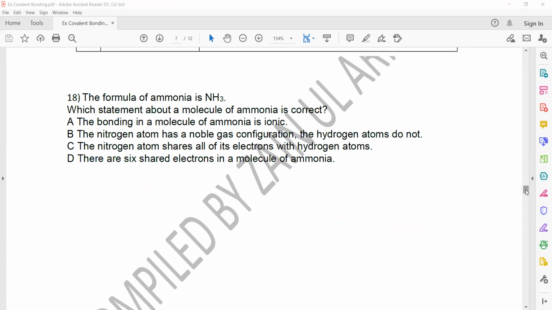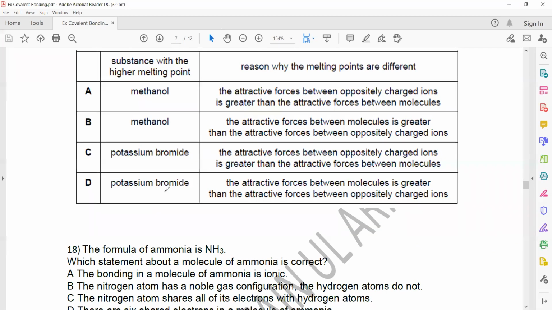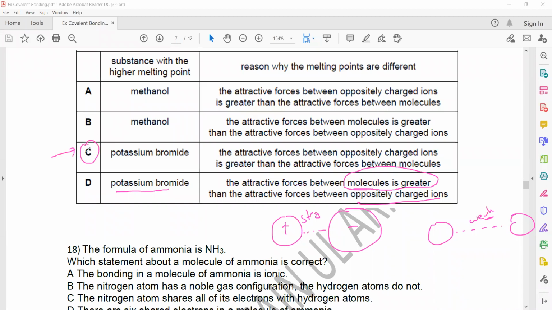Why can it not be D? Because they mention the higher melting point will be potassium bromide, but they mention the attractive force between molecules is greater. But the attractive force between molecules is always weaker as compared to the force between oppositely charged ions. Like if I have positive and negative charges, they have a strong force as compared to when I have molecules. If two molecules are there, they will always have a weak force. But when I have ions, they always have a strong force of attraction. That's why C is the right answer.